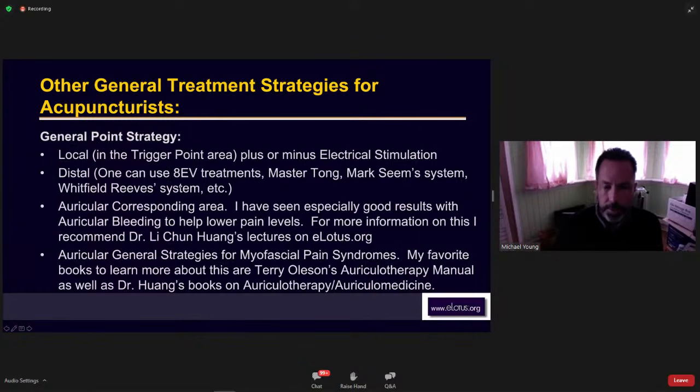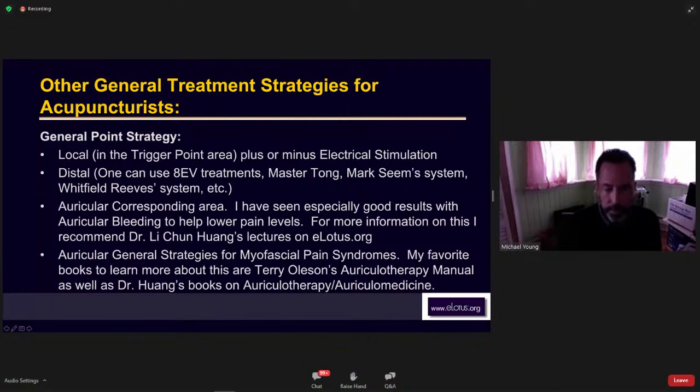You can use 8 extraordinary vessels. You can use master tung. You can use Mark Seem's system, Whitfield Reaves system. I've used that one. And then I like auricular. I'm a big fan of Dr. Huang, who I think passed away last year. I really recommend her lectures on E-Lotus.